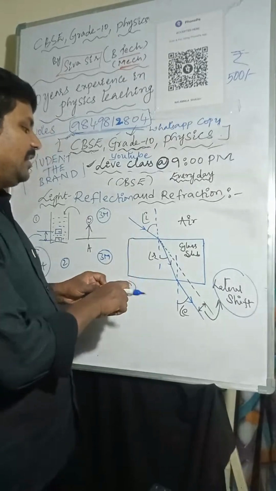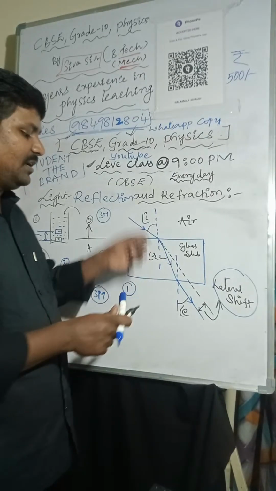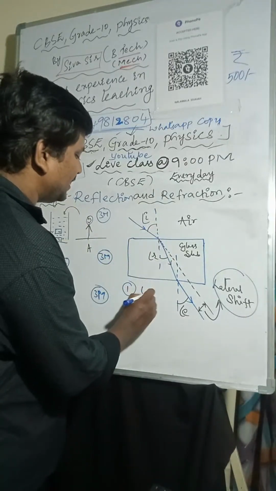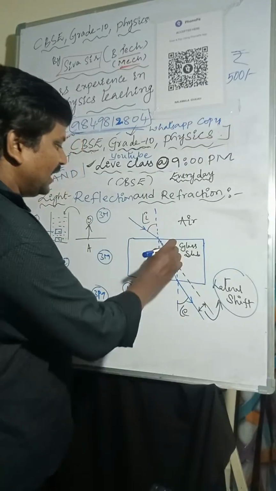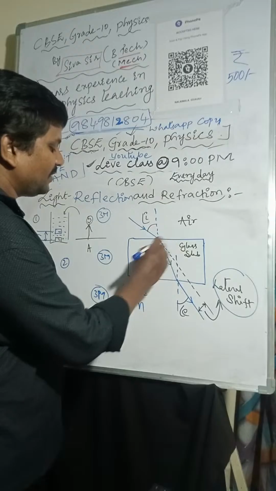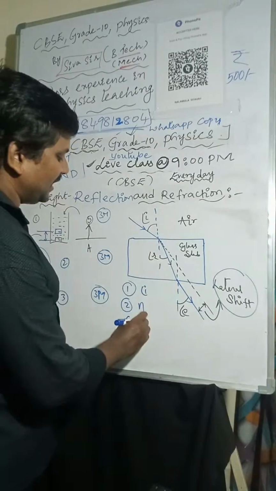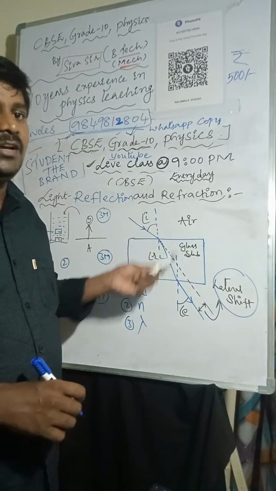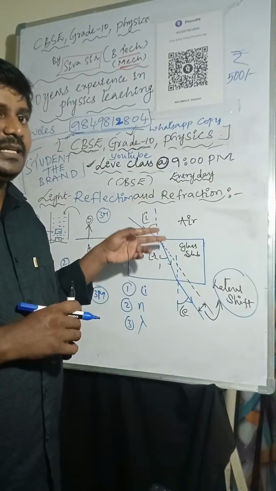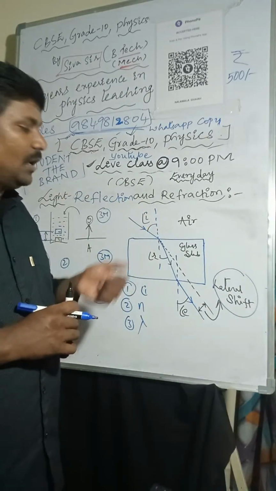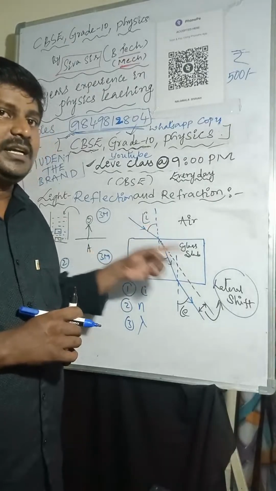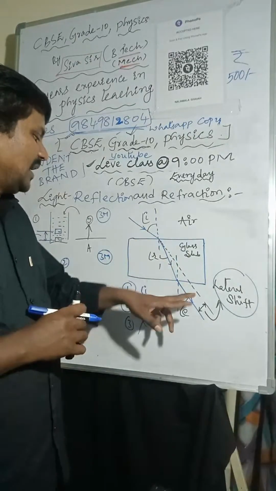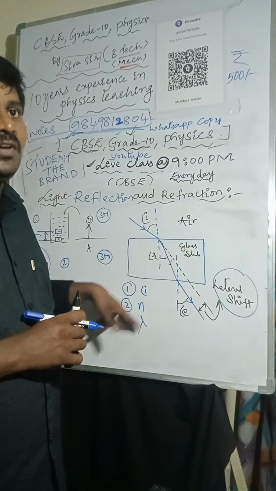Now the depending factors. Lateral shift depends on angle of incidence, refractive index of the glass slab, and wavelength of the light. Whatever light is incident on it, it depends on the wavelength of the light. Once again, the first point is that lateral shift depends on angle of incidence, it depends on refractive index, and it depends on wavelength of the light.